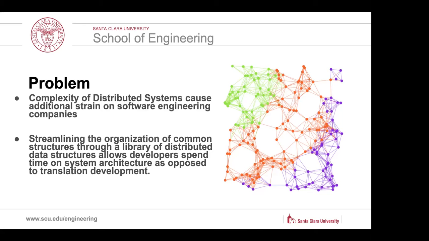And our goal was to build a library that had a bunch of different data structures. That way we could each take one of those data structures and really hone in and focus on it. So we found a bunch of research, we implemented a bunch of different solutions for those data structures under one generic hood. But overall, our general problem was to streamline the organization of common structures through a library of distributed data structures, ultimately to allow developers to spend their time where it matters in that system architecture and system design area rather than getting stuck on the nitty-gritty data structure part.